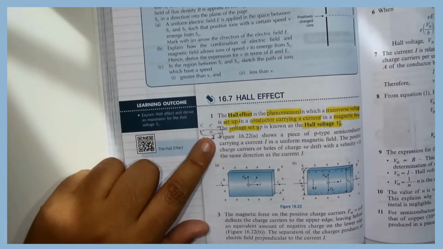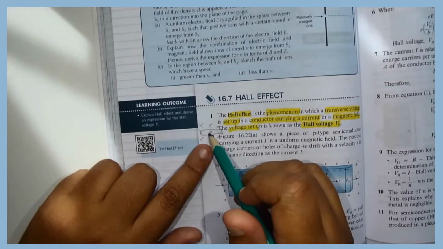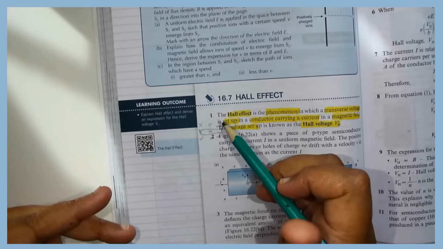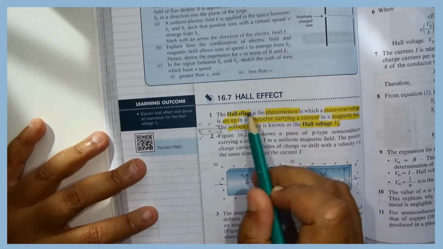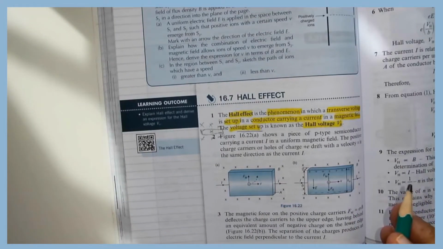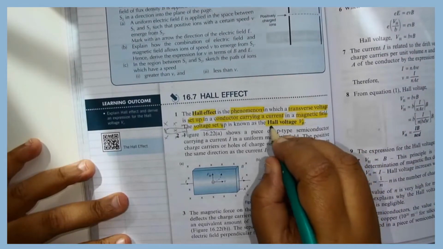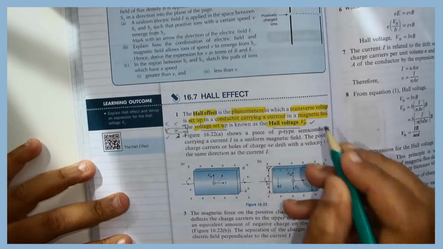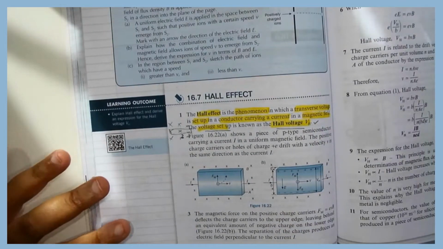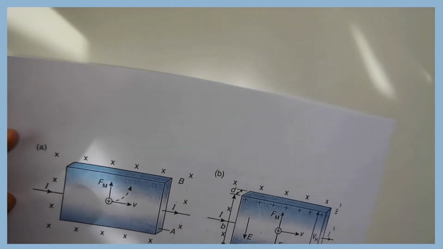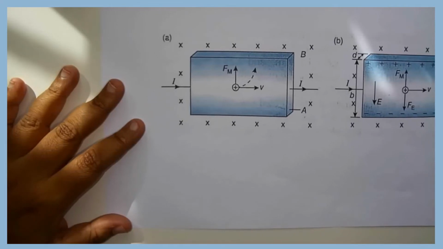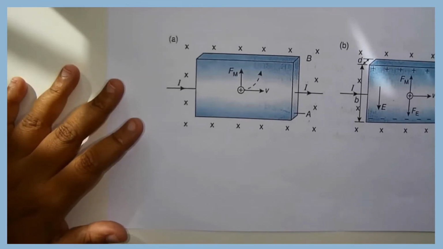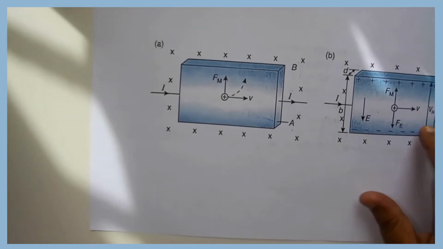So when you put a conductor carrying current into a magnetic field, something happens in the conductor where a voltage is set up, and that particular voltage is given a special name, which is called the Hall voltage, which is VH. I'm going to explain this example here in this diagram, figure 16.22.